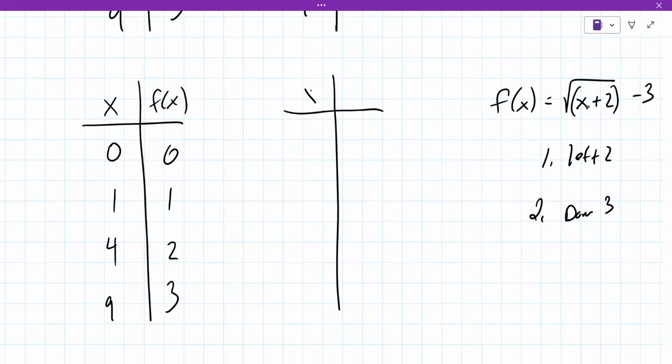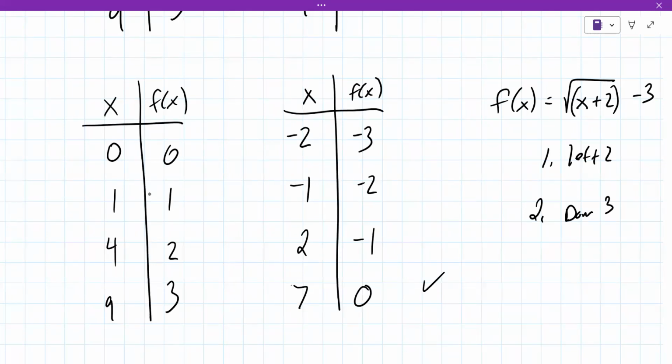Can you give me the new ordered pair for the first one? Going left 2 on 0 and down 3 on 0. Left 2, so it'd be -2, and then -3. Good. Okay, yeah. 2, -1. 7, 0. Very good.